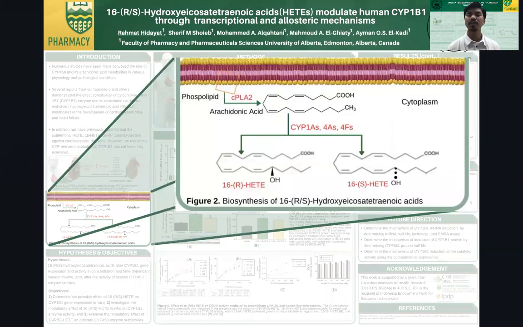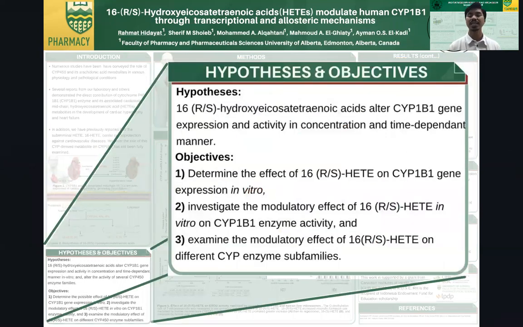It is one of the subterminal HETEs generated after CYP hydroxylases metabolize arachidonic acid on the chiral carbon at number 16, producing two enantiomers, 16R and 16S-HETE. We hypothesize that 16RS-HETE will alter CYP1B1 gene expression and activity in a concentration and time-dependent manner, and therefore aimed this study to determine the effect of 16RS-HETE on CYP1B1 gene expression and activity in vitro.